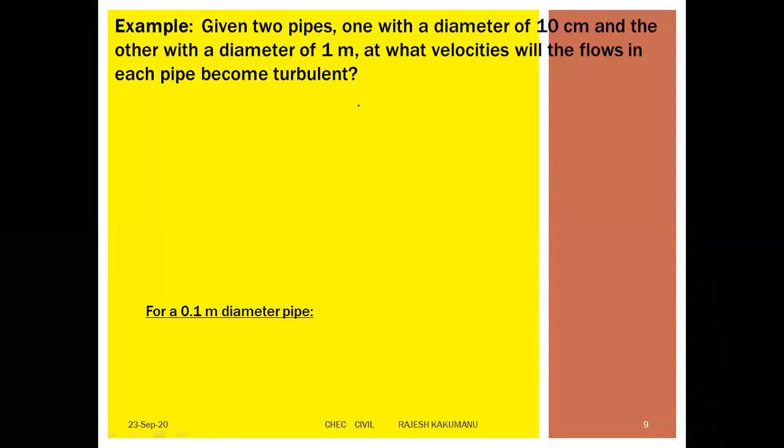What are you saying here? At what velocities will the flows in each pipe become turbulent? So he is saying, at what velocities will the water in that pipe become turbulent. Right now, if we take the critical Reynolds number R as 2000, what is the critical velocity for R? 2000.